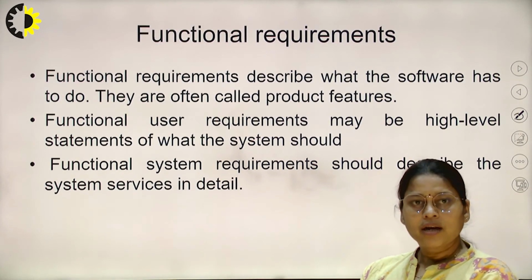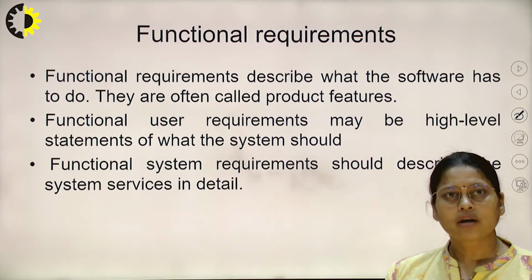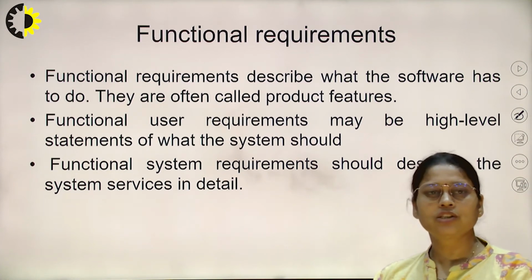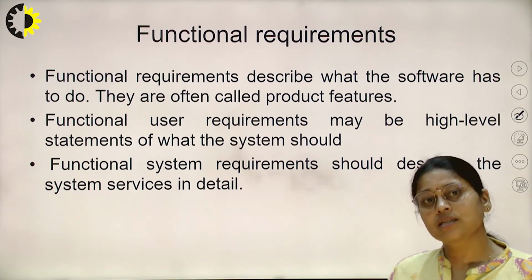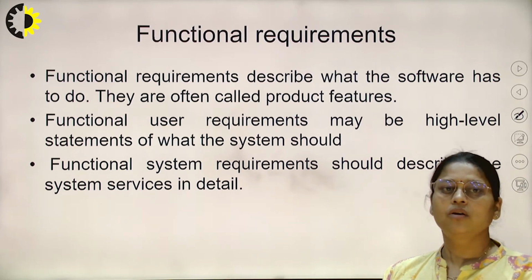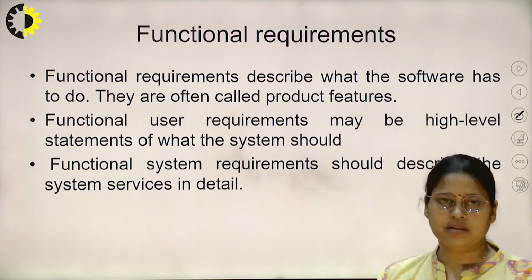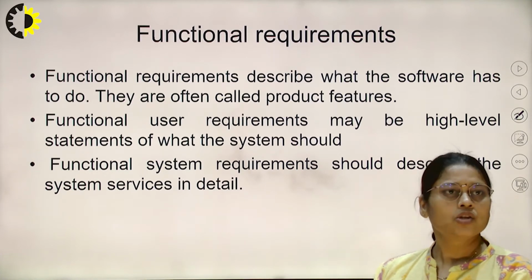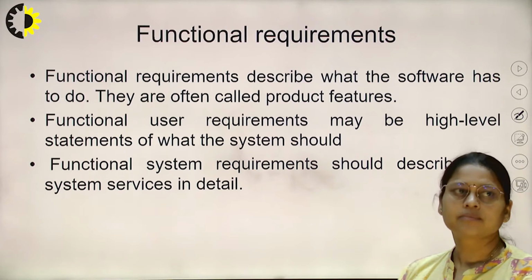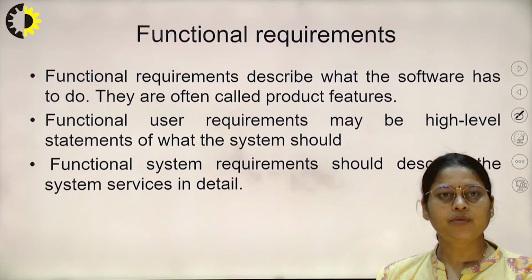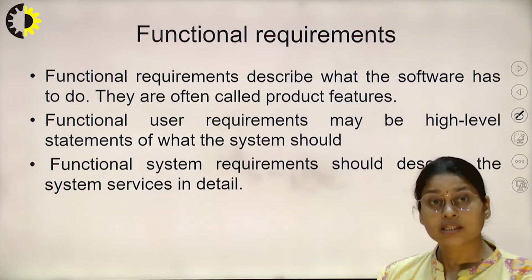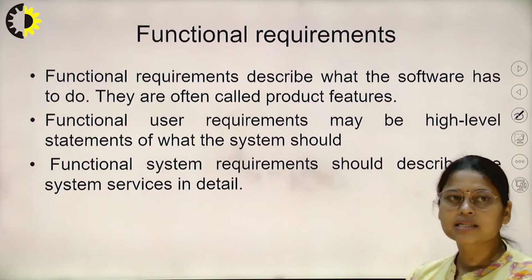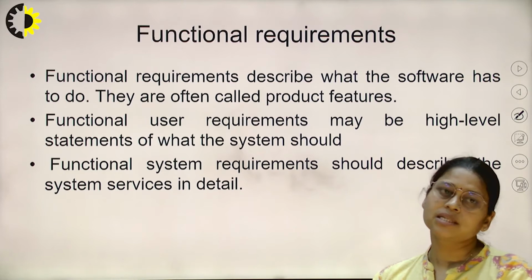Functional requirements describe what the software has to do. These functional requirements define what the system will perform, what the functionality of the system will be, and how many features will be included in the software. So, they are often called product features. Functional requirements may be a high-level statement of what the system should do, and they describe the system services in detail.